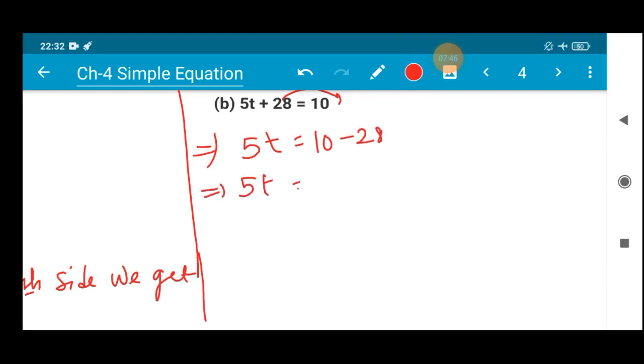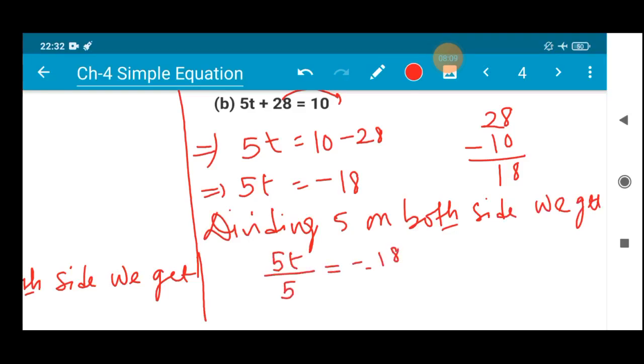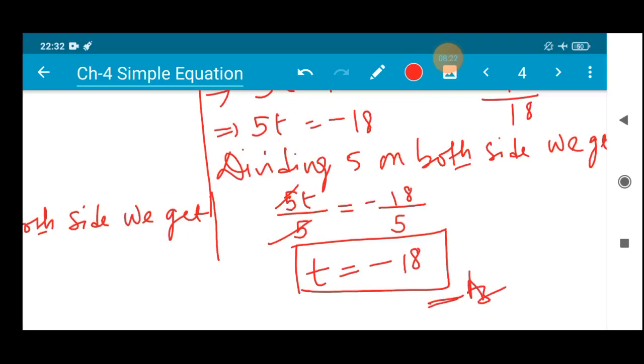Now 5t is equal to 10 minus 28. It is plus and minus is minus, so 28 minus 10 you are going to do. So it is minus 18. Yeah, so now if I divide this, dividing 5 on both sides, we get 5t divided by 5 is equal to minus 18 divided by 5. So the 5 gets cancelled out. The value of t will be minus 18 by 5. Very simple, very easy method, right?